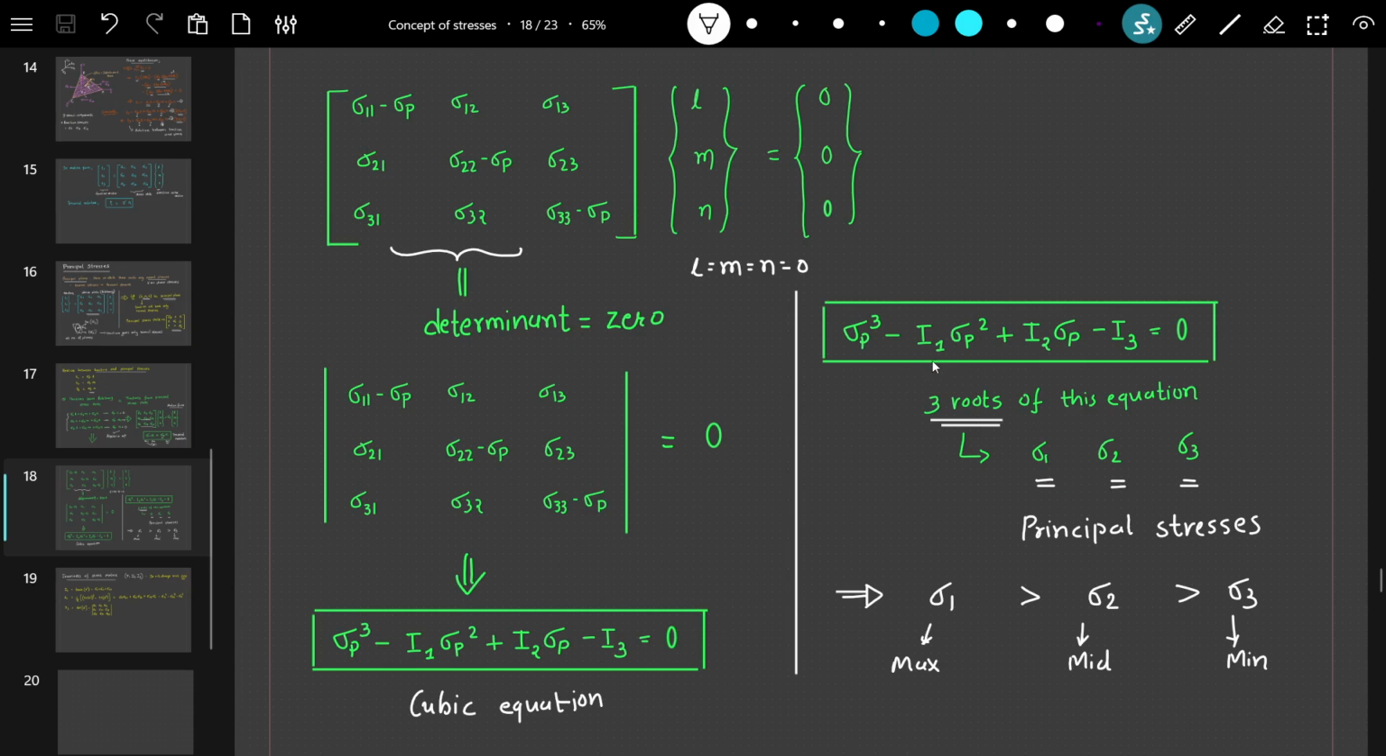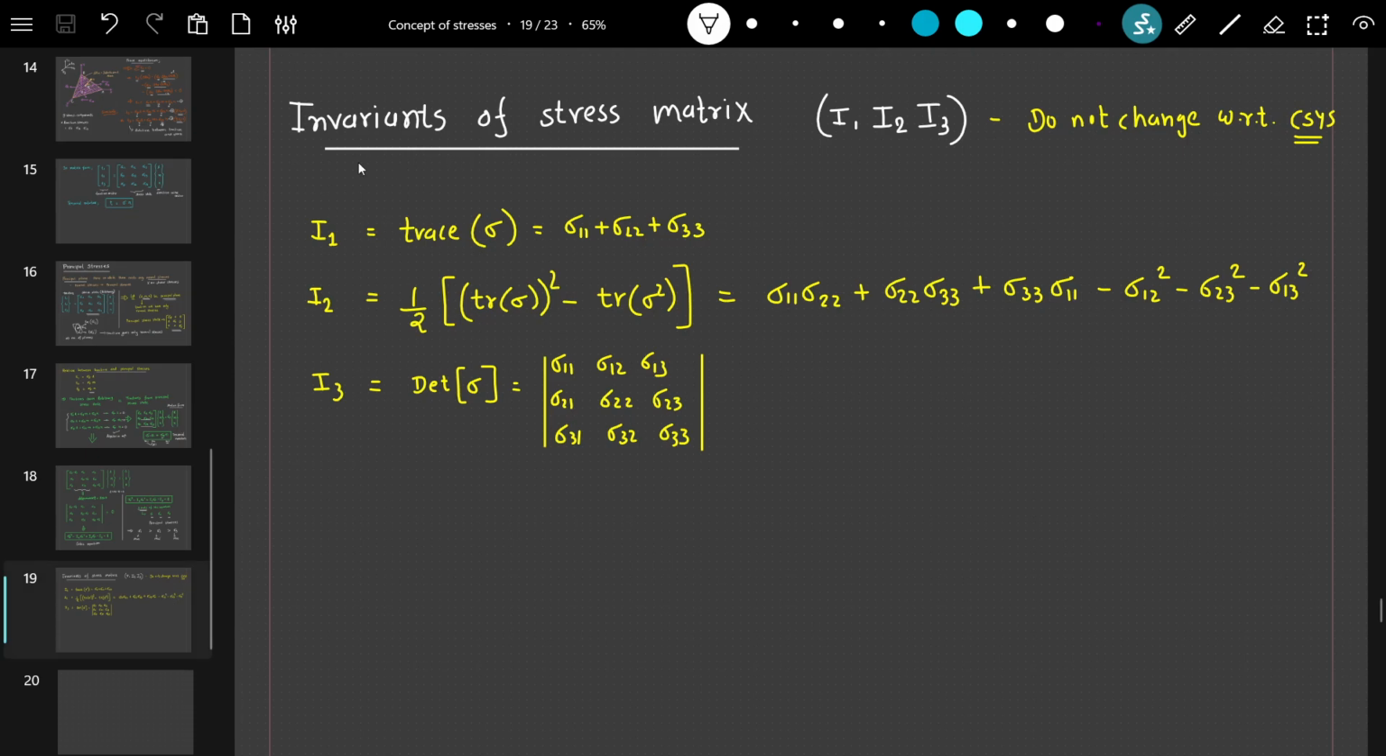Now we have to discuss I1, I2, I3. These I1, I2, I3 are called invariants of the stress matrix, say stress matrix sigma ij. What does invariance mean? Invariance means they do not change with respect to the coordinate system. So let's write: I1 is equal to the trace of the stress matrix, which is nothing but the sum of diagonal components.